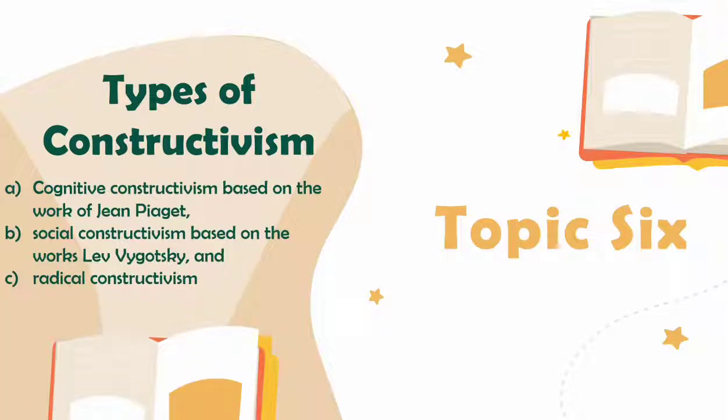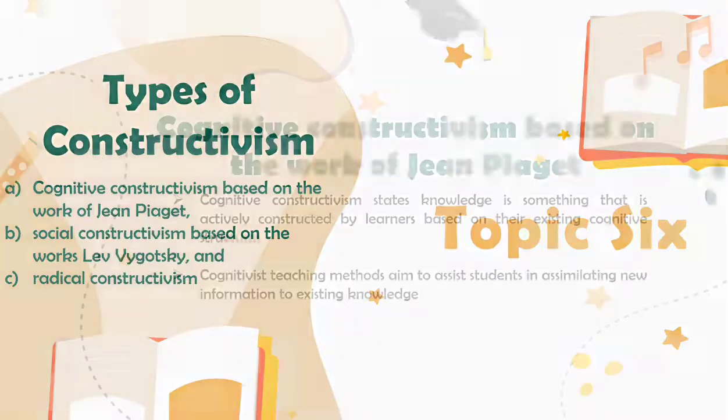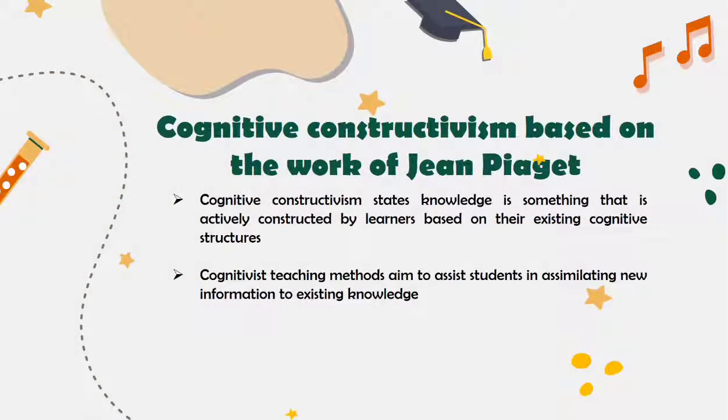The types of constructivism, it's typically this continuum is divided into three broad categories. A. Cognitive constructivism based on the work of Jean Piaget. Letter B. Social constructivism based on the work of Lev Vygotsky. And C. Radical constructivism. According to cognitive constructivism, knowledge is something that is actively constructed by learners based on their existing cognitive structure. Therefore, learning is relative to their stage of cognitive development.